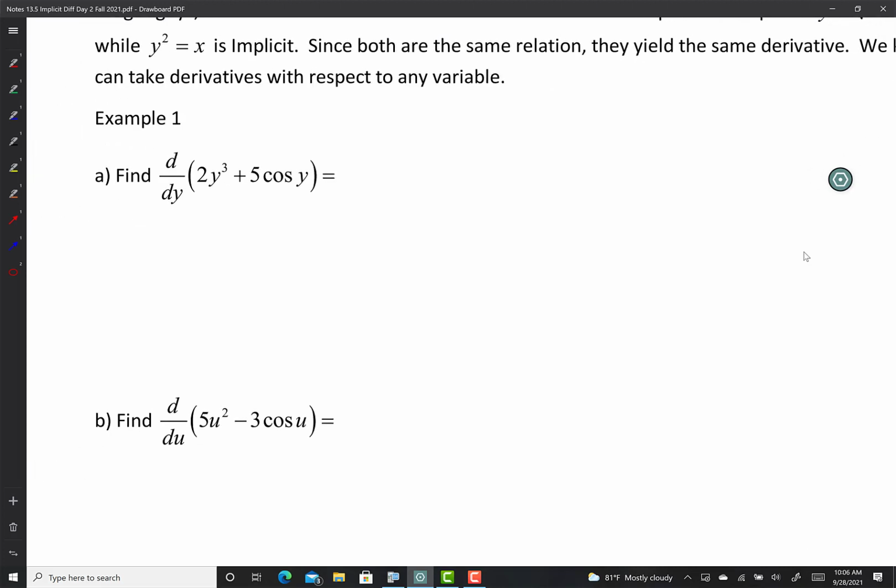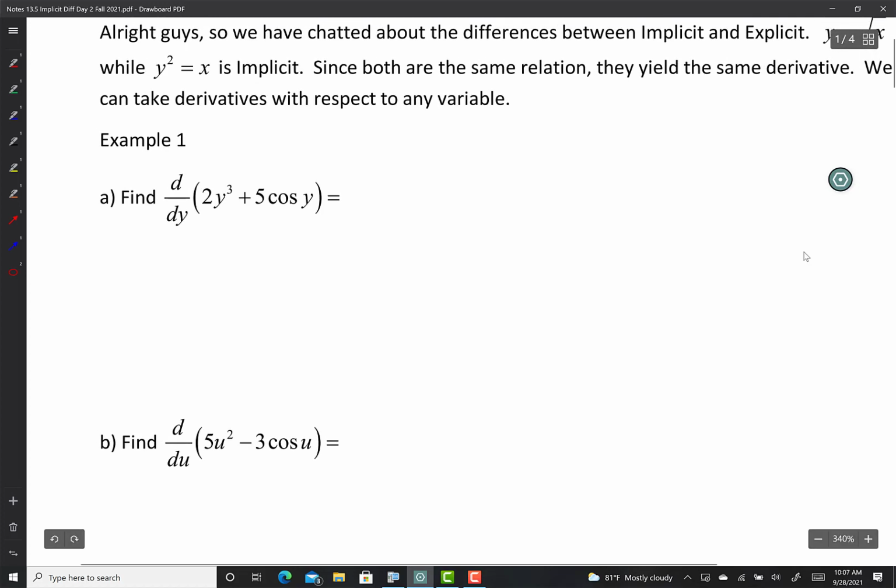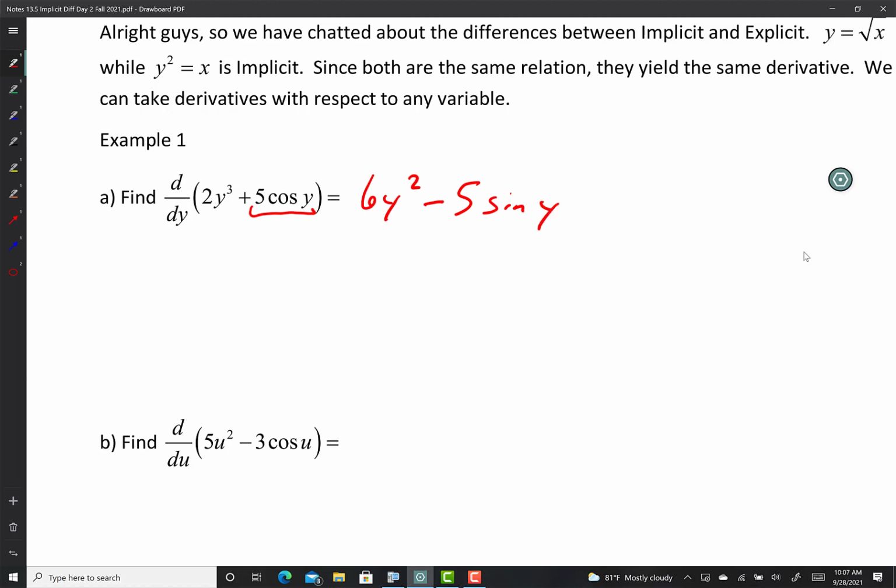I'm taking a derivative, but look, what am I taking a derivative with respect to? What letter? Y. So because I'm taking a derivative with respect to y, what's the derivative of 2y cubed with respect to y? No, it's not a dy dx. Why is it not a dy dx? It would be dy dy, which is just 1. And then, what's the derivative of 5 cosine y? Negative 5 sine y. Done. There it is. There's no dy dx's because I'm taking the derivative with respect to y, not x.